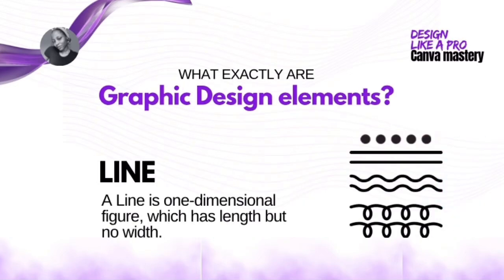So the first one here is line. Lines play a crucial role in creating visual elements. They serve as a guide to the viewer's eyes, like they direct how the viewer's attention moves across the flyer. They are also used for creating patterns. I think you can see some of the patterns here in the background of this particular flyer. We have so many types of lines. We have dotted lines, straight lines, wavy lines, and spiral lines here. They are one-dimensional figures which have length but no width.